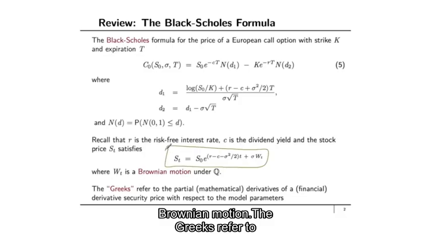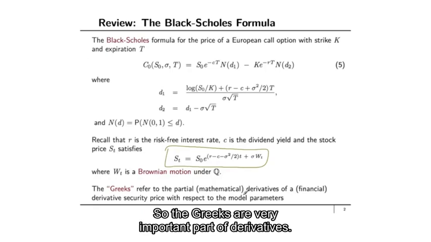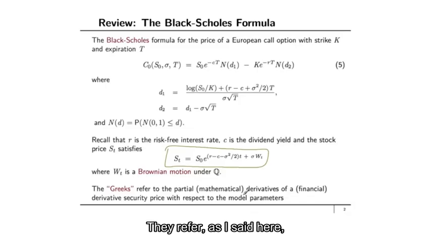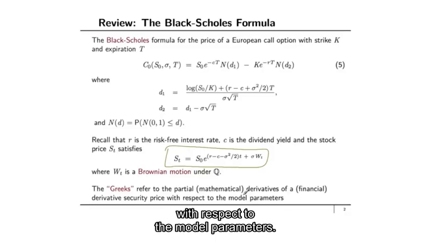The Greeks refer to the partial mathematical derivatives of a financial derivative security price with respect to the model parameters. So I emphasize here that we've got the word derivative appearing in two different contexts. Sometimes it refers to a derivative security price, and sometimes it's going to refer to the mathematical derivative. The Greeks are a very important part of derivatives. They're used an awful lot in industry. They refer, as I said, to the partial mathematical derivatives of a financial derivative security price with respect to the model parameters.